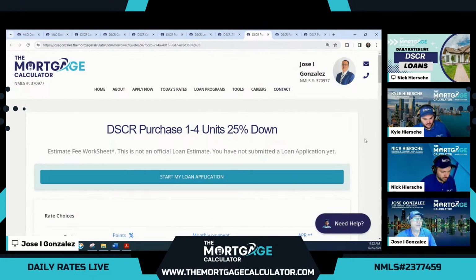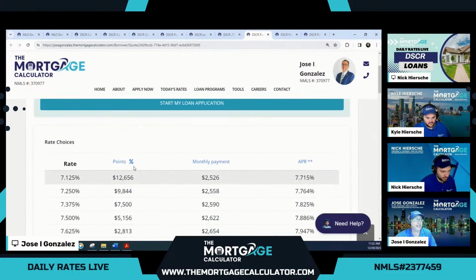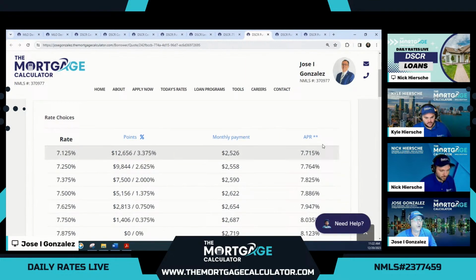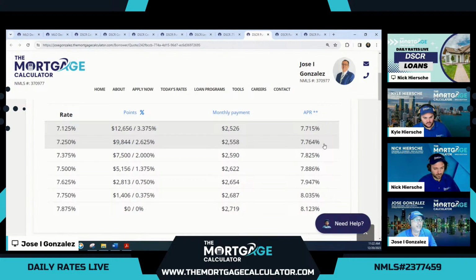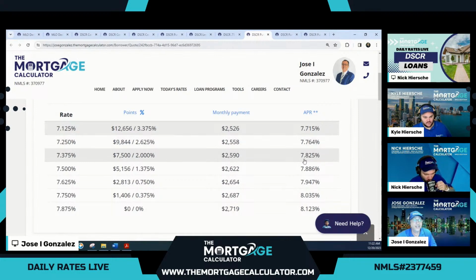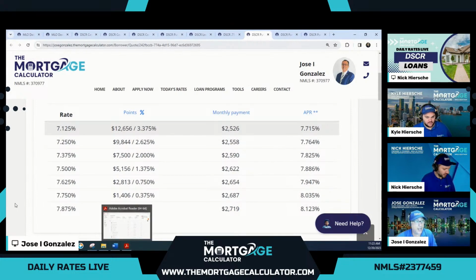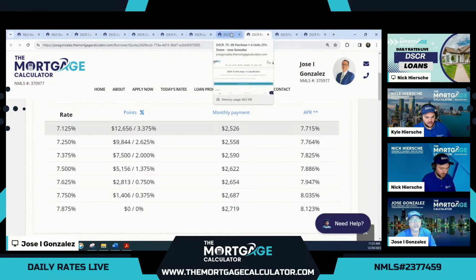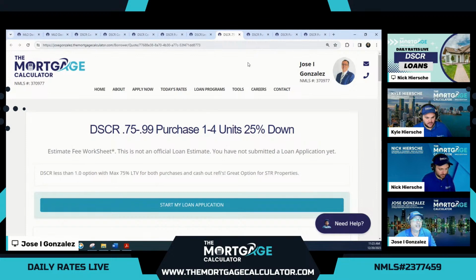So now we have with 25% down, right? So we lower the LTV, we lower the risk, and now all of a sudden we have 7.875 at par, 7.125 costing 3.375 points for a 75% LTV purchase. So here's where we get a little funky with the DSCR. These are some of my favorite options.